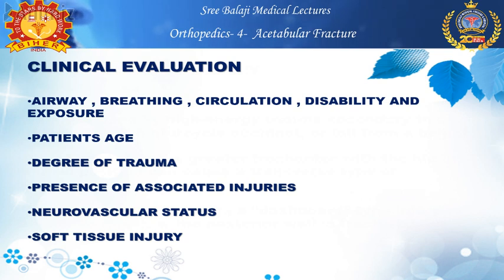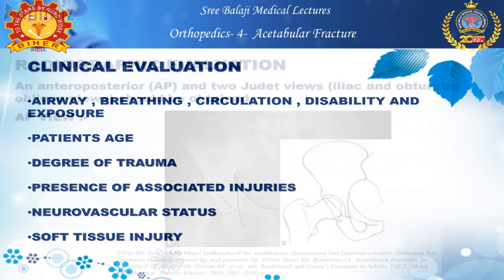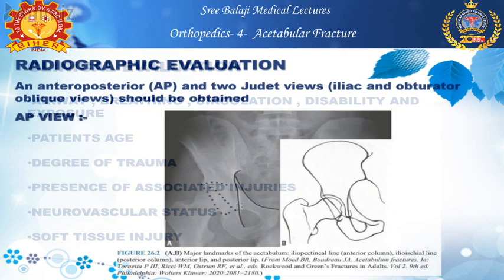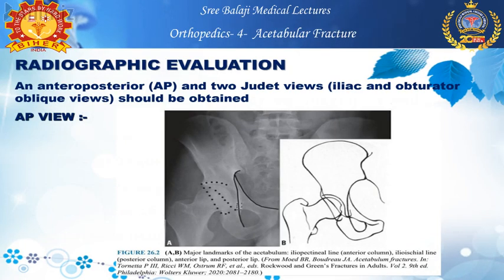For the radiographic evaluation, we usually take an anteroposterior view, and an iliac and obturator view, which are called Judet views. First, the anteroposterior view. In that we will see the ilioischial line, which is the line drawn from the greater sciatic notch down to the ischial tuberosity.